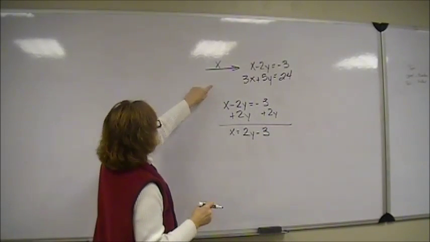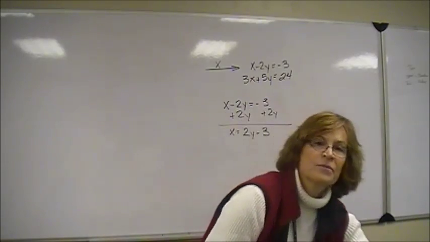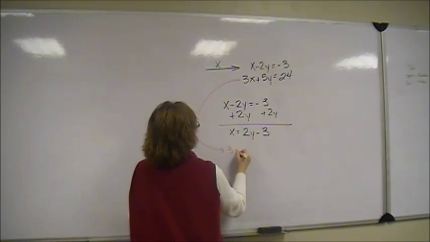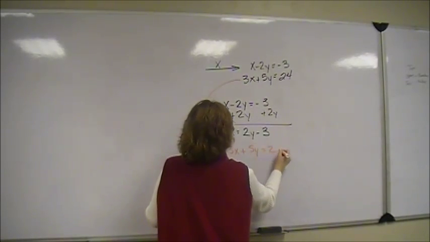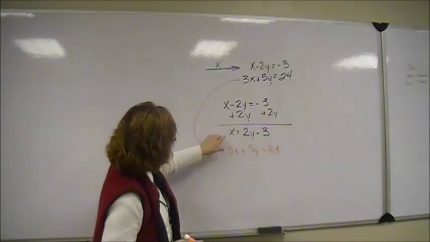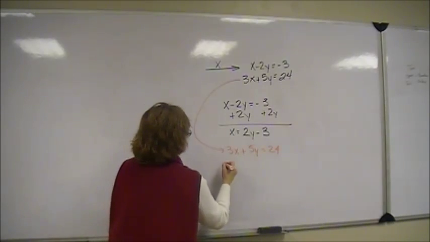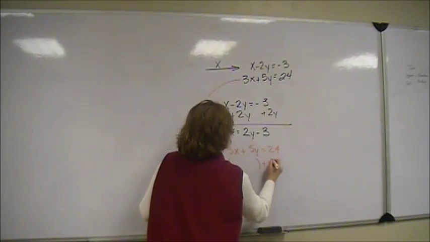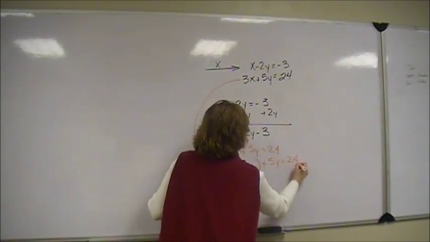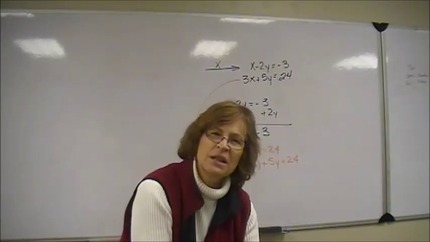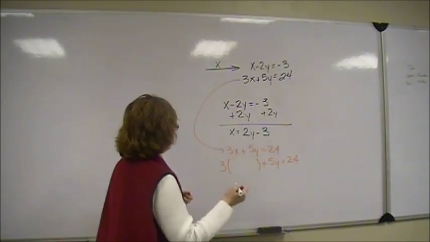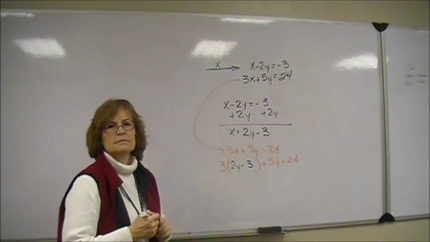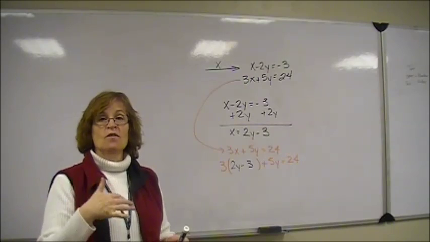I'm going to bring down my second equation. When I bring down my second equation, I have 3x plus 5y is equal to 24. I solved the other equation for x, which means I'm going to eliminate my x. I'm going to put parentheses in its place, plus 5y is equal to 24. And in the place of my x, I'm going to put 2y minus 3. Now I'm going to solve that equation.